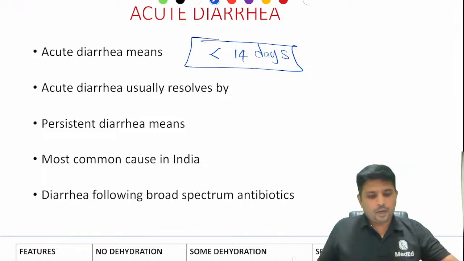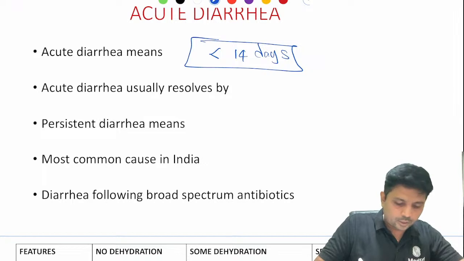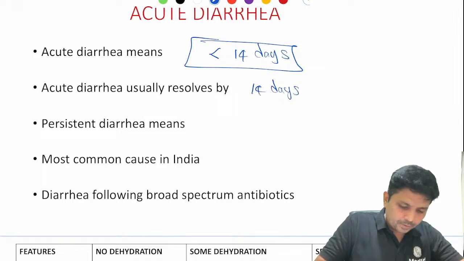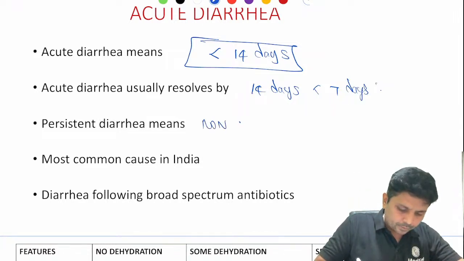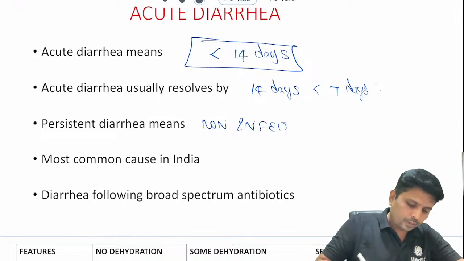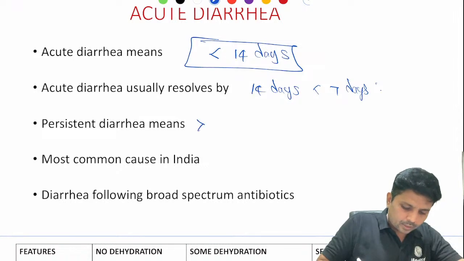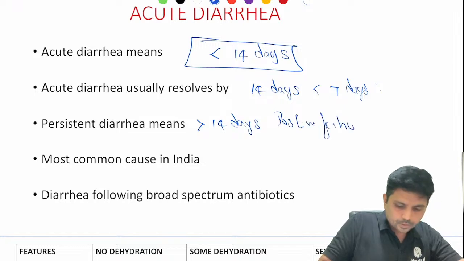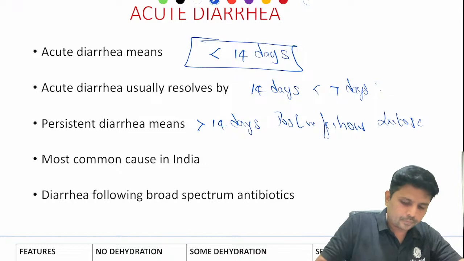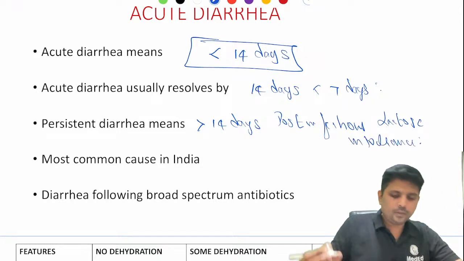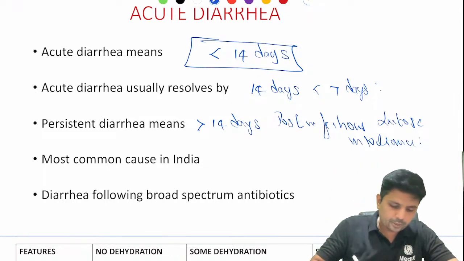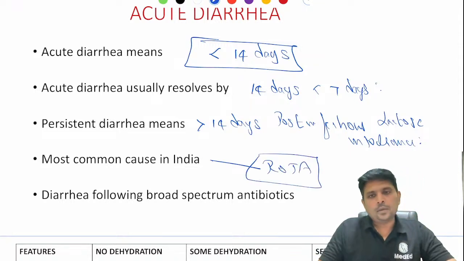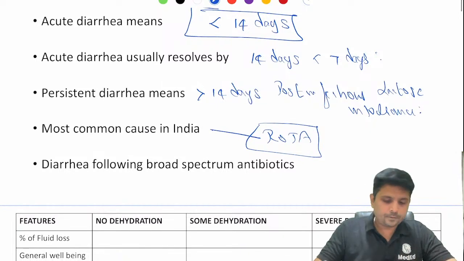Acute diarrhea usually resolves within 14 days. In fact, it resolves within 7 days. Persistent diarrhea is diarrhea that lasts for more than 14 days, due to post-infectious lactose intolerance. The most common cause is rotavirus.